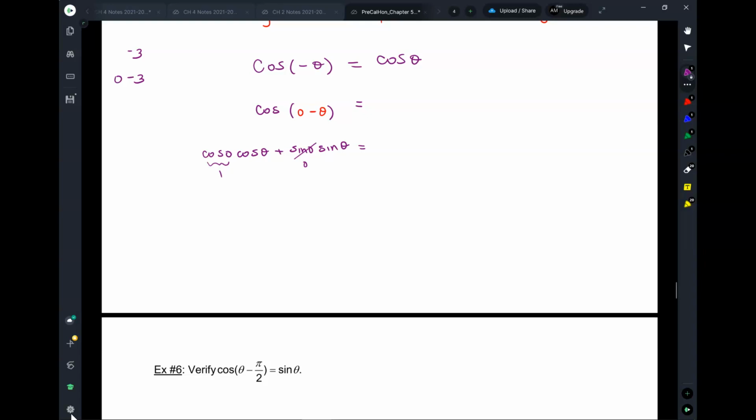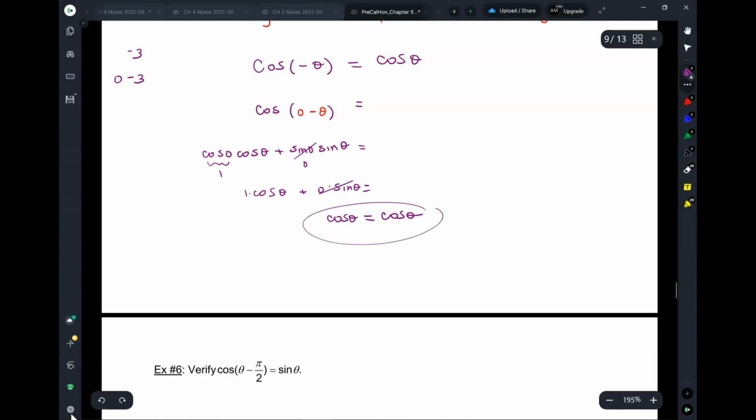It's 0. So what I have here is 1 times cosine theta plus 0 times sine theta. Well, what's 0 times anything? 0. So what do I have left? 1 times cosine theta. And does that equal cosine theta? It sure does. So you see how we verified it? With these, you're not looking for an answer. You have the answer. You just want to manipulate one side of the equation to look like the other side of the equation.